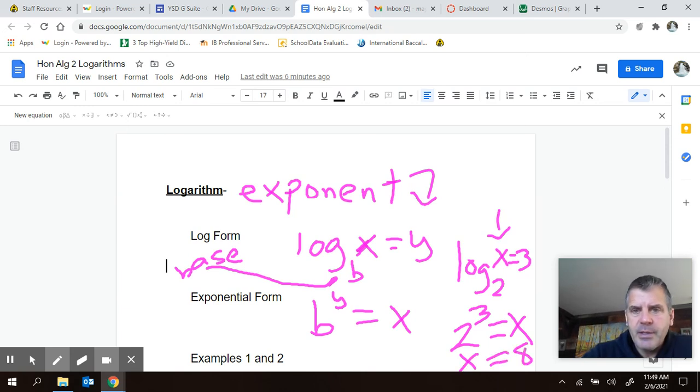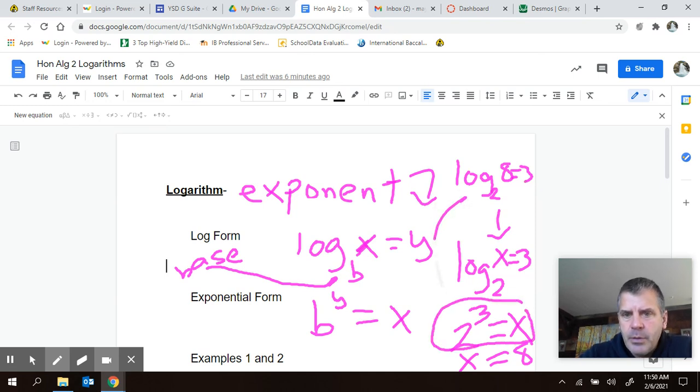So in other words, you could write this as log base 2 of 8 would have to be 3. And the reason why is because our base 2 to the third power would equal 8. Okay, so there's your introduction to logarithms and exponentials. So from log form to exponential form, working back and forth.